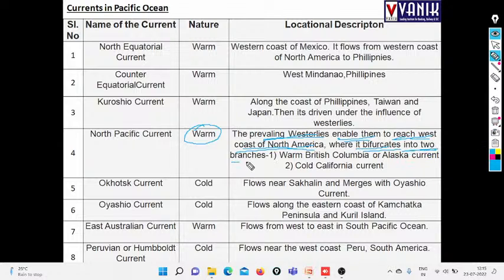Mainly, right? It bifurcates into two branches. One is the warm British Columbia or Alaska current. Another is the cold California current. Right? Warm British Columbia or Alaska current, and another is the cold California current.